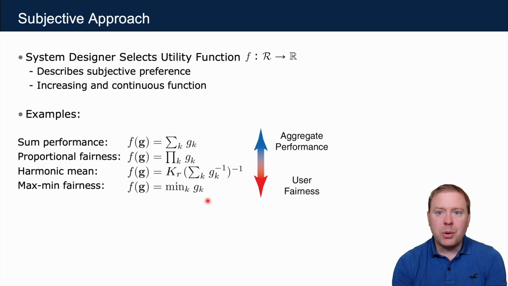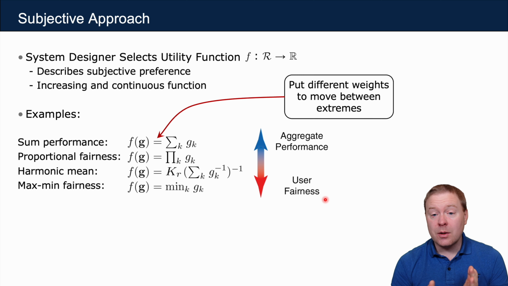And we can probably put this on a range between caring only about aggregate performance but not who is getting the performance, and caring only about user fairness, making sure that everyone gets the same performance no matter what performance it is. And we can of course change all of these different functions as well and add some weights to move in between these different extremes.